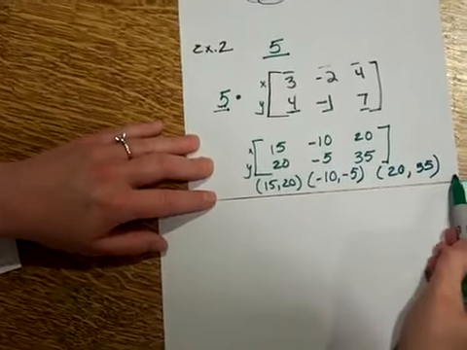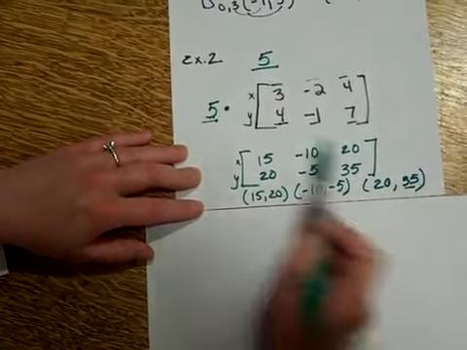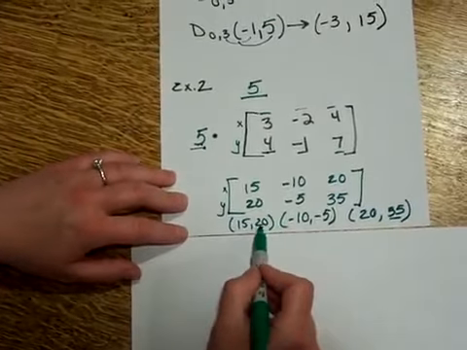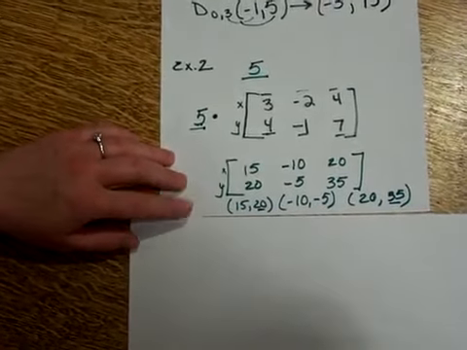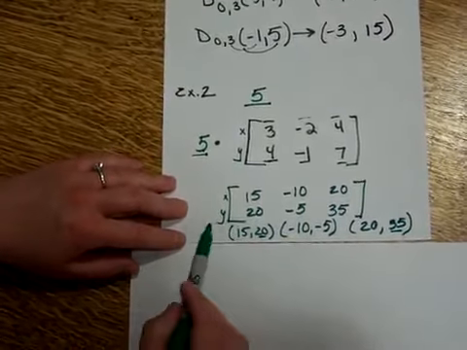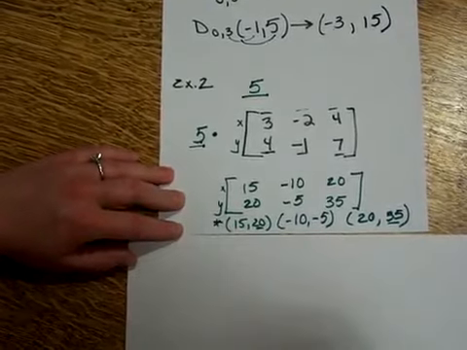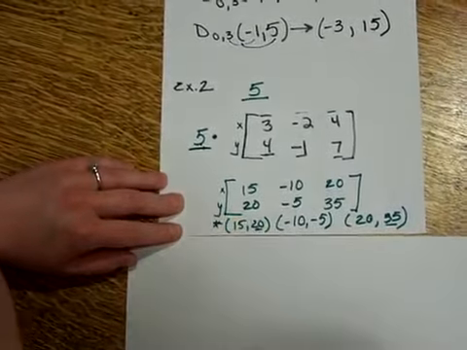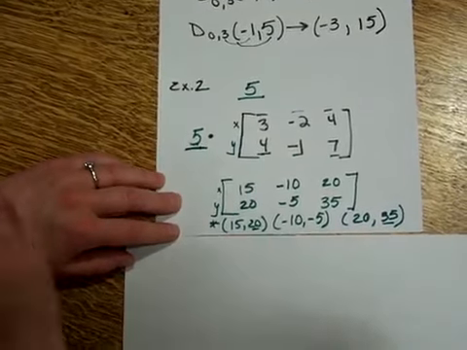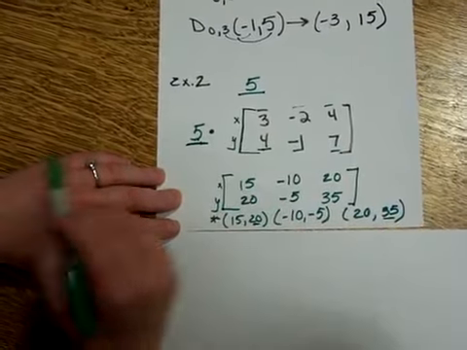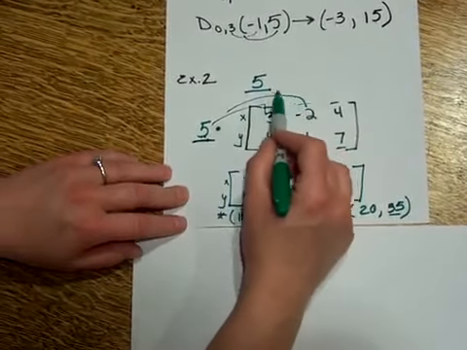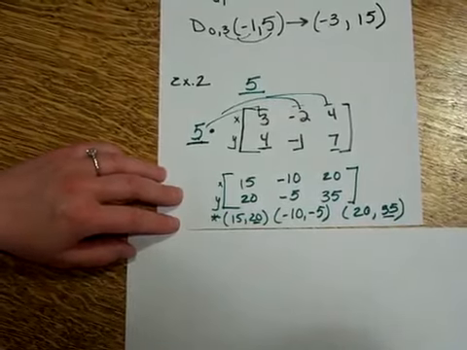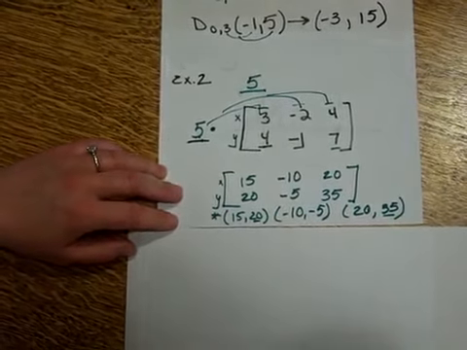Thankfully, they don't ask us to graph this because that gets a little large getting all the way up to 35, even 15 or 20. They don't ask us to graph it. They just ask for the new coordinates, and it's very simple to multiply a dilation factor or a scale factor here to a matrix. We're just simply multiplying it to every single term inside, every single number inside.